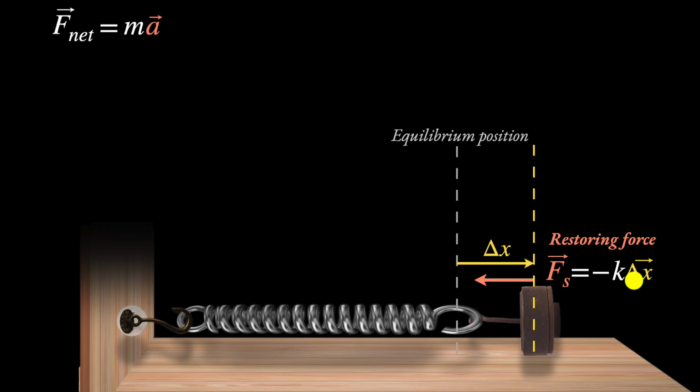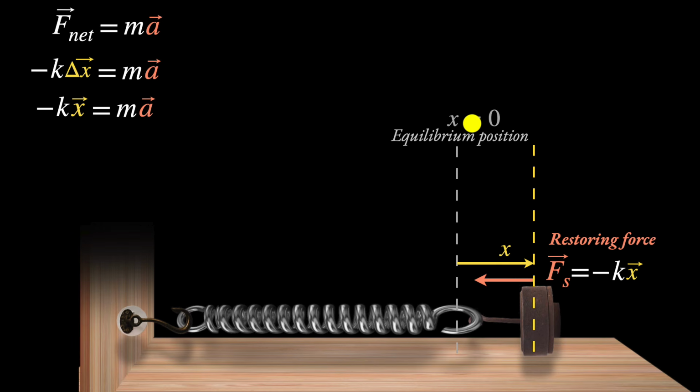Okay, now since there are no other horizontal forces acting on this mass, this itself is the net force. And so for net force, I can plug in negative k times delta x. That equals ma. Now I want to find out how x changes as a function of time, right? But I have delta x. How do I get x from delta x? Well, we can just choose a coordinate system. We can call the equilibrium position our x equals 0. And then the displacement from the equilibrium position can be just called x.